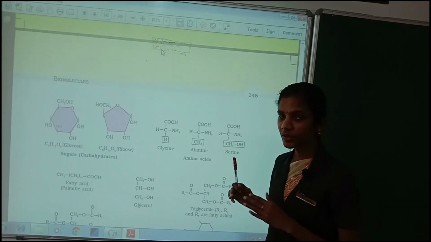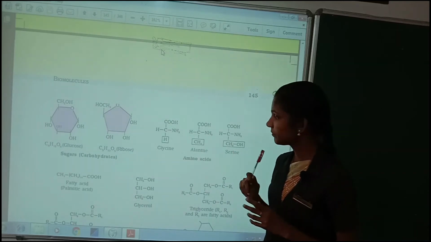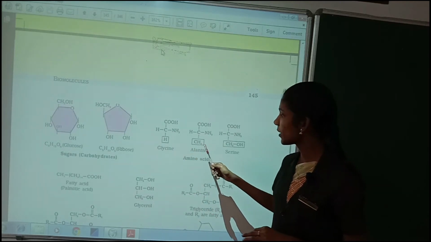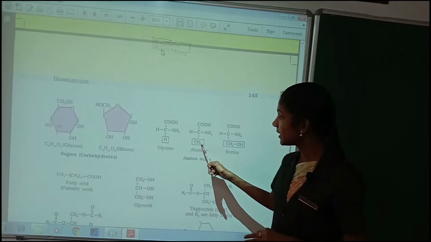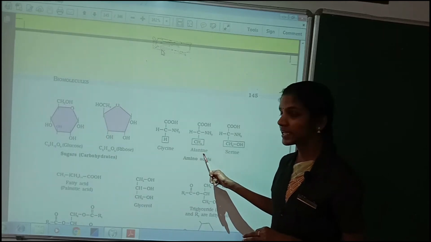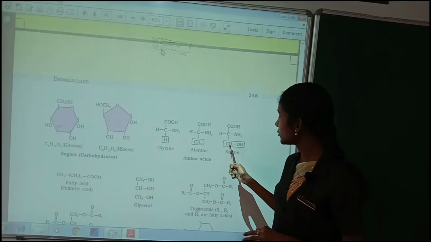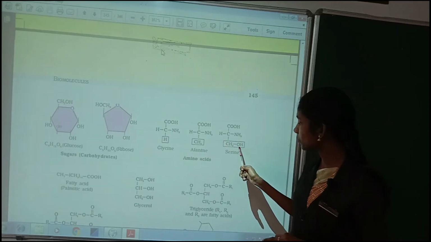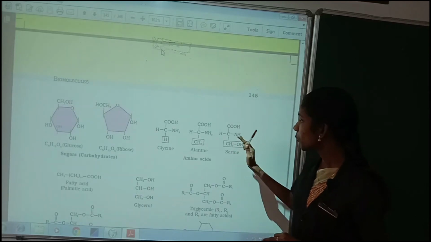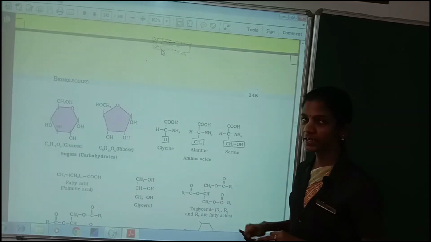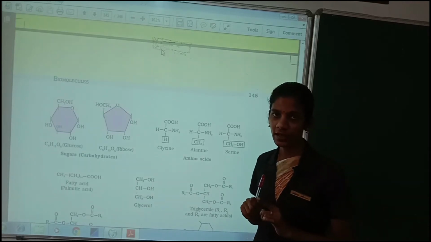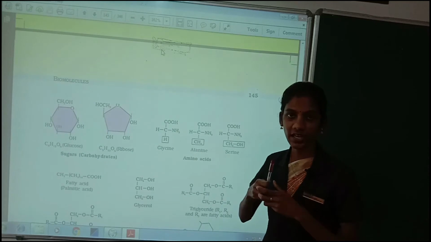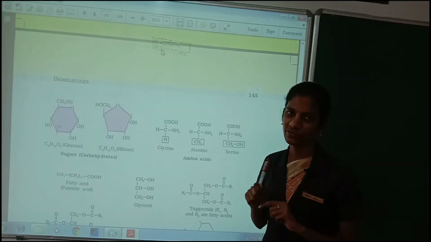If the side chain of an amino acid is occupied by a hydrogen atom, we can call that amino acid glycine. If the side chain of an amino acid is occupied by a methyl group, we can call that amino acid alanine. Again, if the side chain of an amino acid is occupied by a methyl group and a hydroxyl group, we can call that amino acid serine. Here you might have understood one thing, that the amino acids may vary from each other on the basis of the nature of the side chain. Side chain vary ചെയ്യുന്നതിനനുസരിച്ചിട്ട് amino acid vary ചെയ്യും.